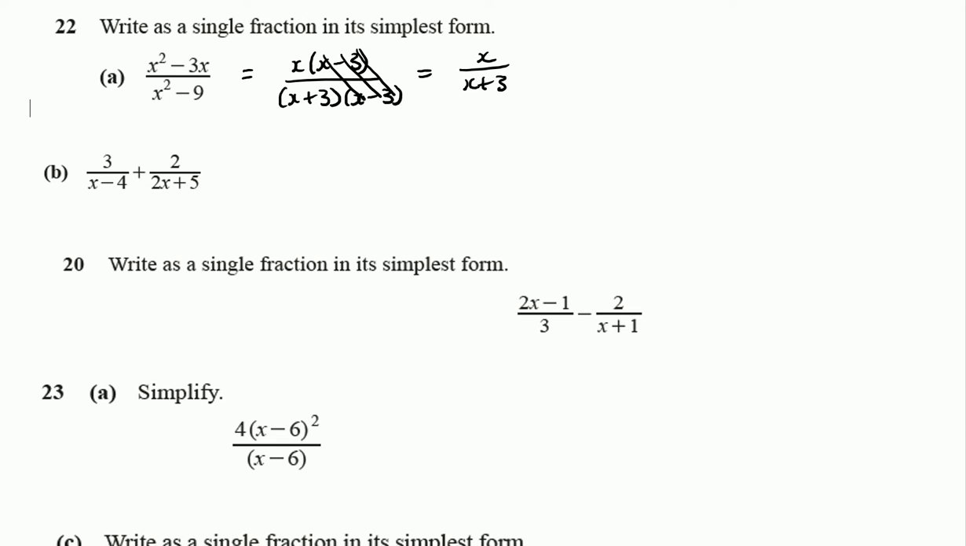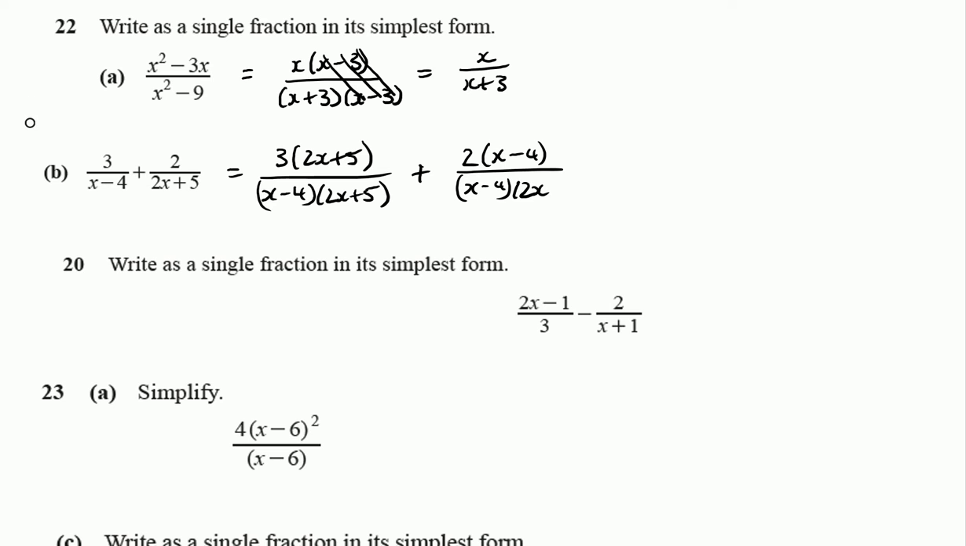In the next problem, I'm asked to add two fractions. And just like numerical fractions, I cannot add algebraic fractions if they don't have a common denominator. So I'm going to take the 3 over x minus 4, and I'm going to multiply top and bottom by 2x plus 5. I'm going to take my 2 over 2x plus 5 and multiply top and bottom by x minus 4. And we'll see as we do this that we've created a common denominator.